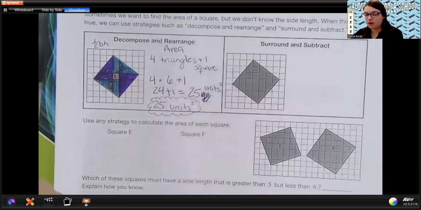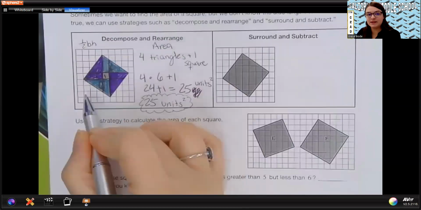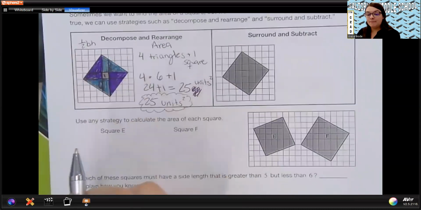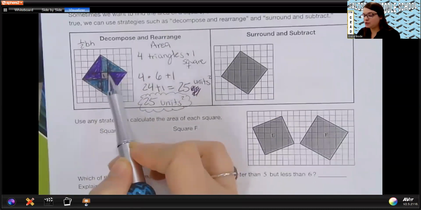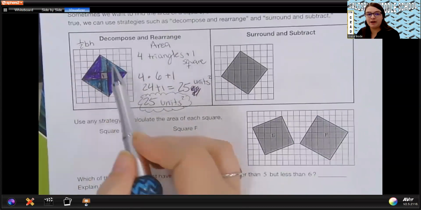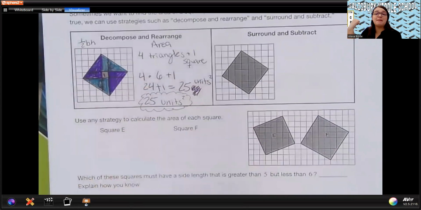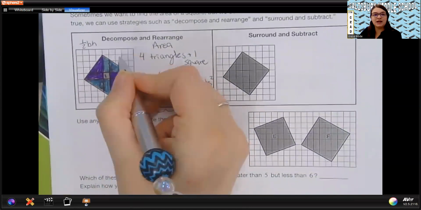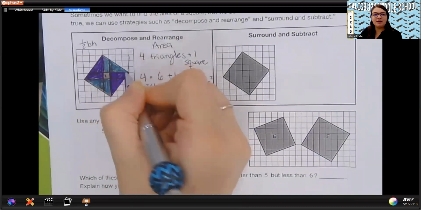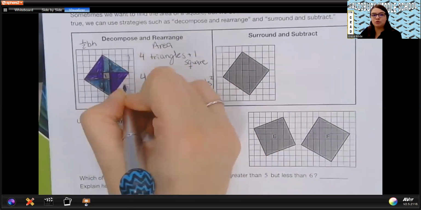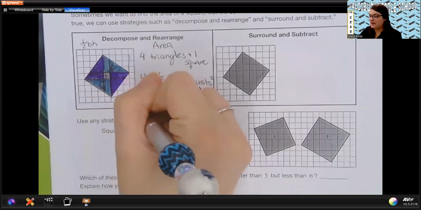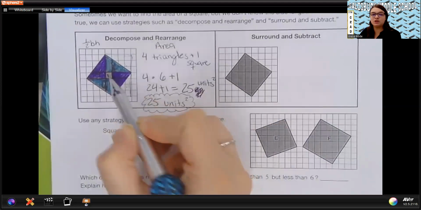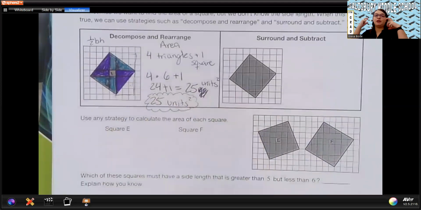So this one's a little difficult if you can't visualize breaking this into 4 triangles and having a middle piece. But it's decomposed because we broke it into 4 different parts and we can rearrange it. The first time I did this, I thought of it as putting the 2 blue triangles together to make a rectangle of 12, and putting these two purple ones together to make a rectangle of 12, which would still give you the same answer. 12 plus 12 plus 1 is 25. So it depends on how your brain rearranges it.